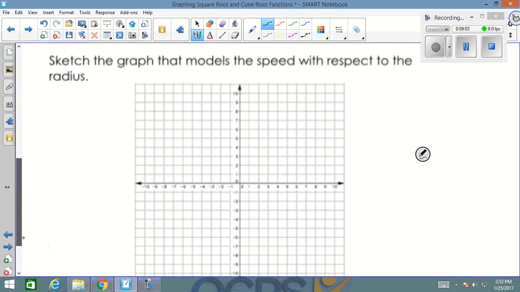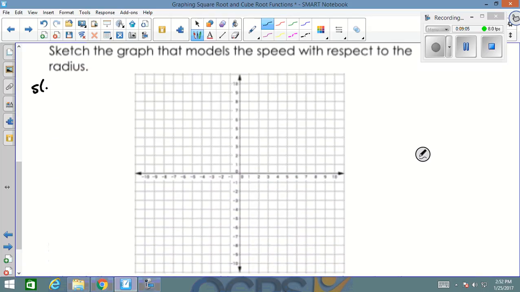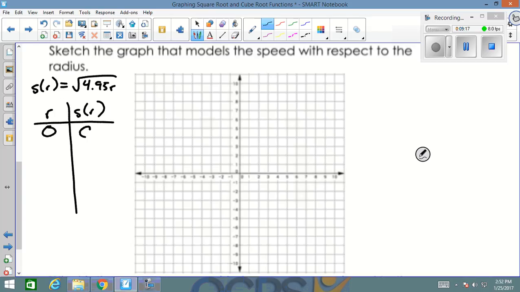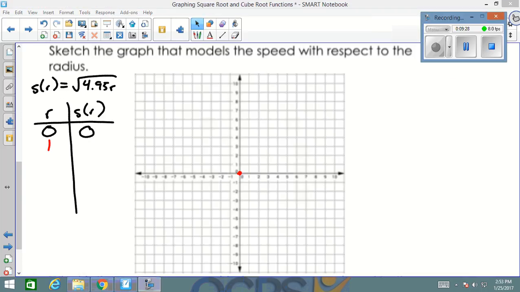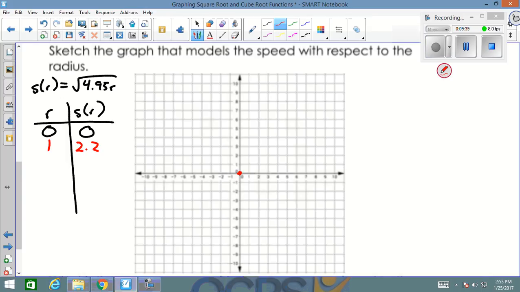Okay, so we're going to sketch a function. Okay, we know S of R equals the square root of 4.95 R. So we're going to make ourselves a table, R, S of R. Okay, we know at 0, we're going to have a point at (0, 0). Do it in red so it's easier to see. Okay. When I put in 1 in the function, 1 times 4.95 is 4.95, and then we take the square root of 4.95, we get approximately 2.2, so we're going to have a point of (1, 2.2).